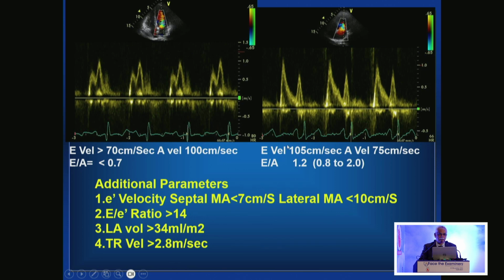So in these patients, to say whether they have a normal diastolic function, type 1 diastolic dysfunction, or type 2, grade 2 diastolic dysfunction, we should have some other parameters. What are the other parameters which you should have? These are the other parameters which I have already described to you. So you have to find out whether these parameters are present.